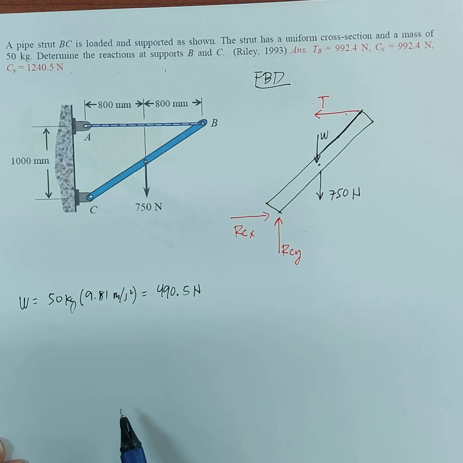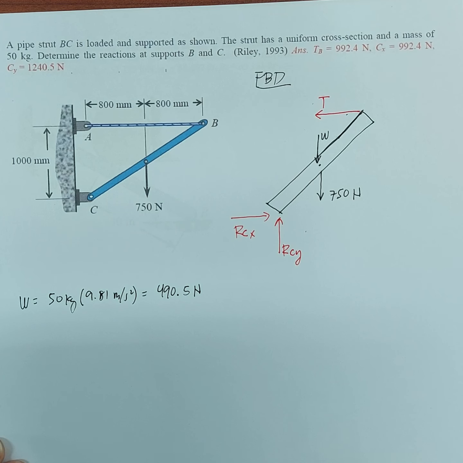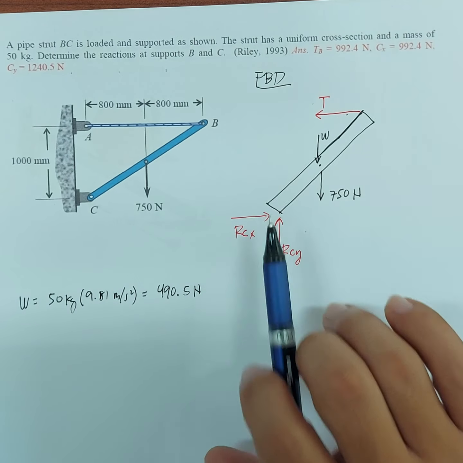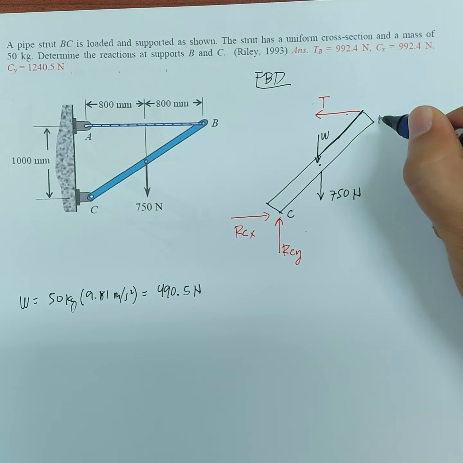Maybe we can solve for TB or T? No. Let's solve first for T. How do you solve for T? So, we summate moments where two or more unknown forces are located. At saang point yon? Along the strut. That is point C, no? So, at point C, may dalawang unknown forces.